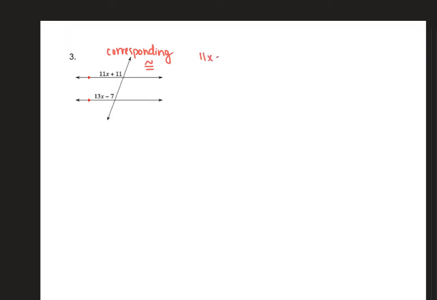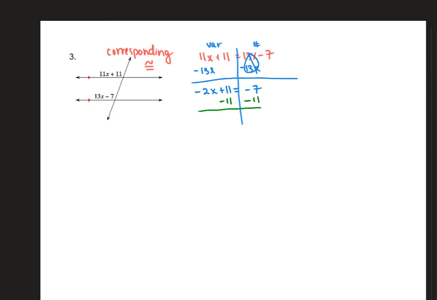So 11x plus 11 equals 13x minus 7. All right, again, I'm going to choose a side for variables and a side for numbers. And I'm going to move all my variables over. So subtract 13x. So that's negative 2x plus 11 equals negative 7. And now I'm going to subtract 11. So I have negative 2x equals negative 18. And then divide both sides by negative 2. So x equals positive 9.